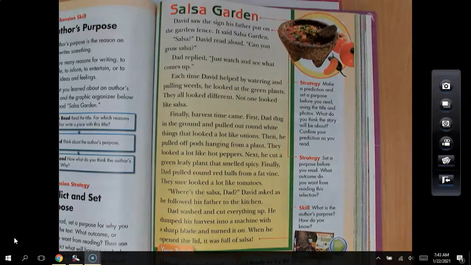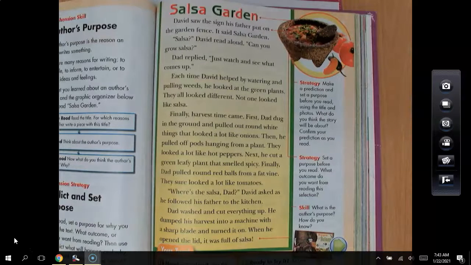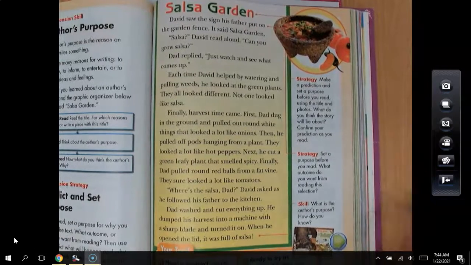So I'm going to read you the story, and as I read you the story, I want you to think about the author's purpose. I want you to think about why you think this author wrote the story titled Salsa Garden. Think of the pie. Do you think the author wrote this story to persuade, to inform, or to entertain? All right, here we go. Please make sure you're following along.